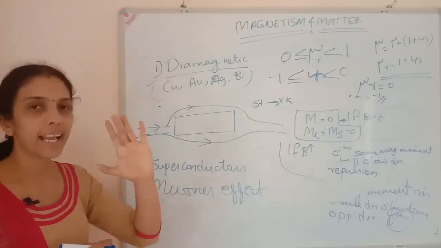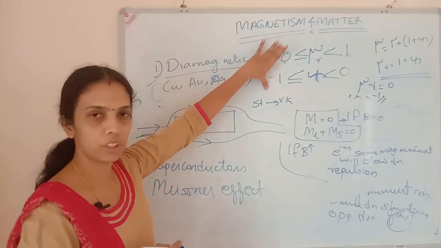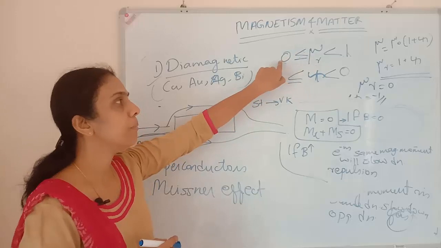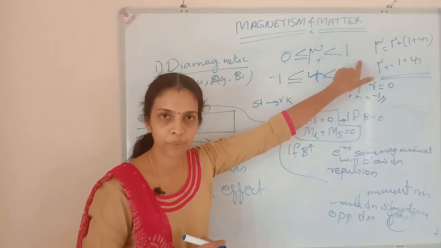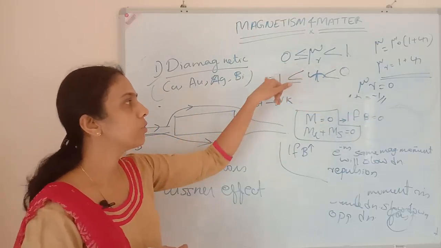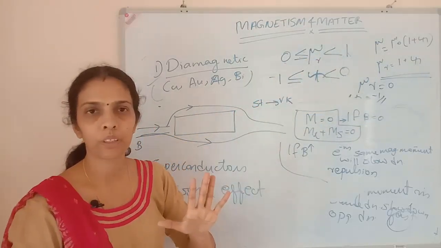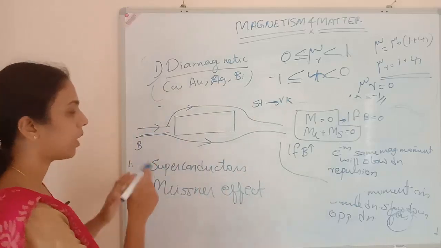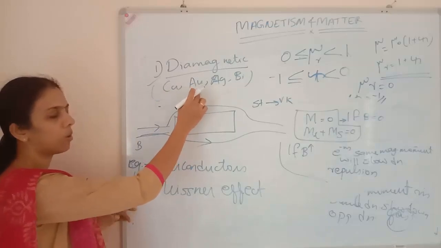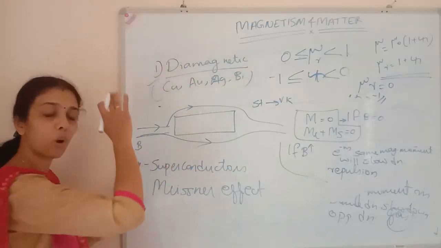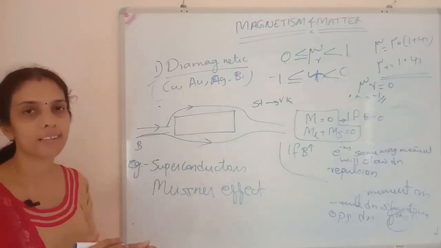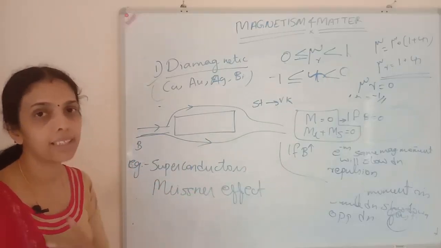Now this is the condition. The relative magnetic permeability is between 0 and 1. It will be less than 1, up to 0 it can be. Chi will be from -1 to 0. This is clear, right? Now, the best example is superconductors. Copper, gold, silver, bismuth, all these are examples only, but superconductors are the best example of the diamagnetic property.